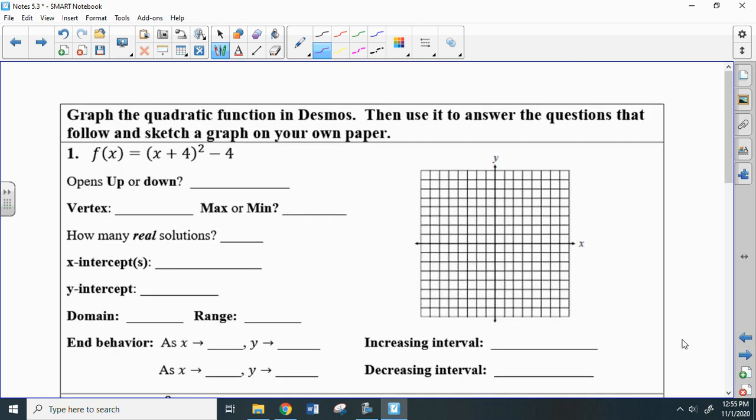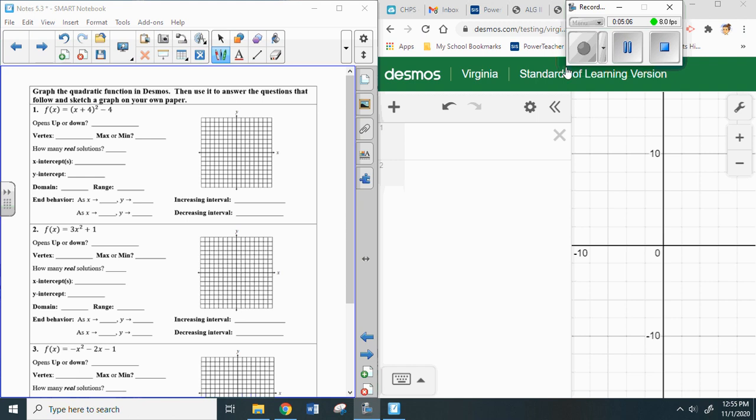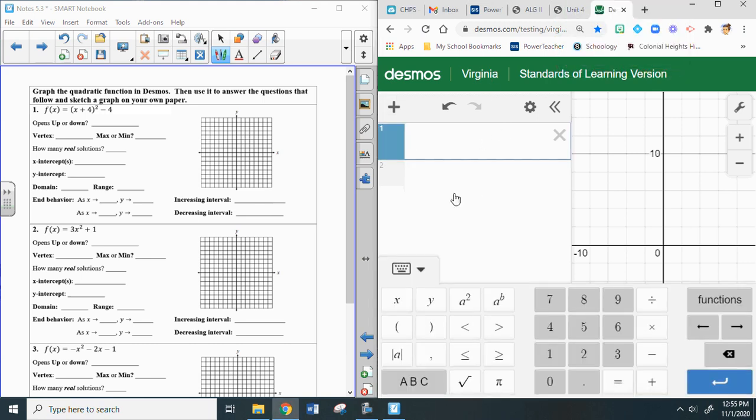Okay, so here's my first graph. What I want to do is pause my video real quick so I can split my screen. Okay, so here you see that I have my screen split between the worksheet or the notes and Desmos. And that's because the first thing I want to do is come over to Desmos and type my function in.